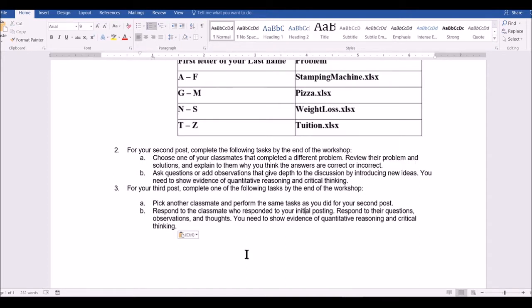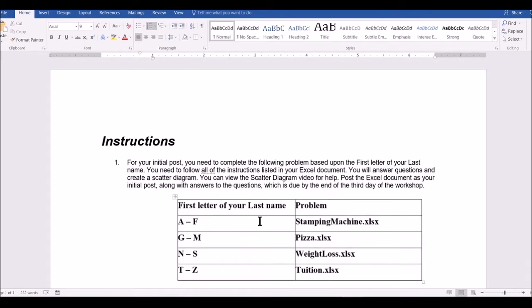For that third post, it says complete one of the following. You want to do the same for another classmate, or you can respond to that classmate who responded to your initial posting, respond to their questions, observations, and thoughts. You need to make sure, again, you show that quantitative reasoning and critical thinking. Just short responses, I'm not allowed to give credit for. So make sure you demonstrate quantitative reasoning or critical thinking. And that's been an emphasis by the assistant dean, and it's coming down to all the math professors. So let's go through an example.